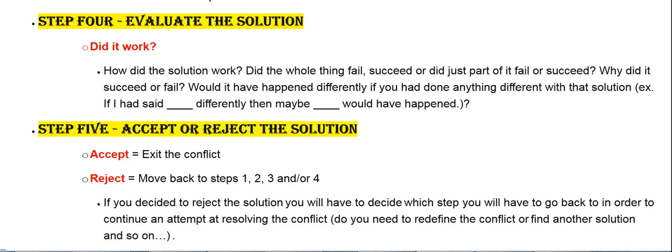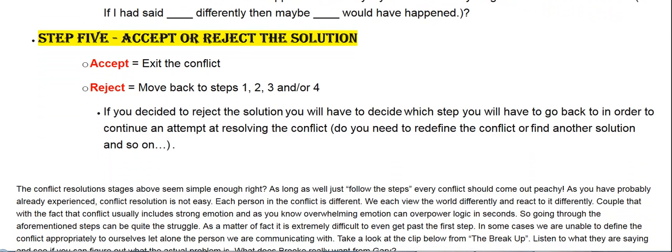And once the evaluation is done, then you can move to step 5, which is to accept or reject the solution. Obviously, if everything was successful, you accept it and you exit the conflict. If it wasn't quite so successful, you are going to have to reject that solution, and you're going to move back to either steps 1, 2, 3, or 4. So if you decided to go back, you're going to have to figure out which step to go back to.